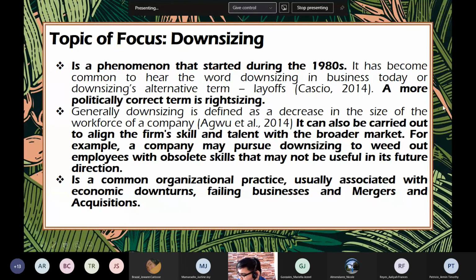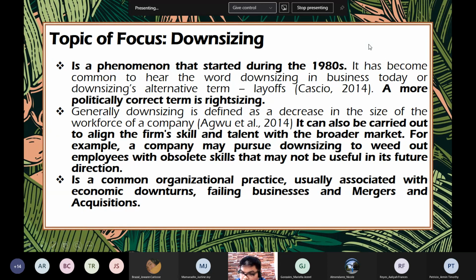So the topic na po-focus natin, kasi ito yung nangyayari right now all over the world, not just in the Philippines but all over the world. Topic of focus is downsizing. Downsizing is a phenomenon that started during the 1980s. It has become common to hear the word downsizing in business today, or downsizing's alternative term, layoffs. So ito yung reference, fresh na fresh pa, 2014.